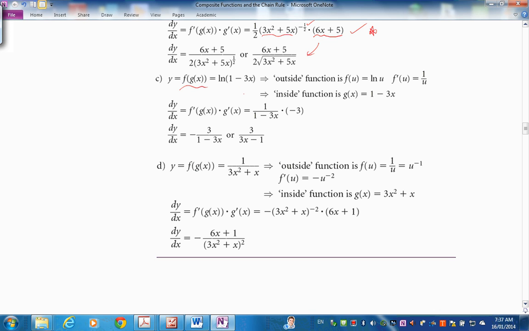So let's look at the next one, ln of 1 take 3x. So what will you do? Do the ln part, 1 over 1 take 3x. The derivative of 1 take 3x is negative 3. Derivative of constant 1 is 0. Okay, and then you can simplify it.